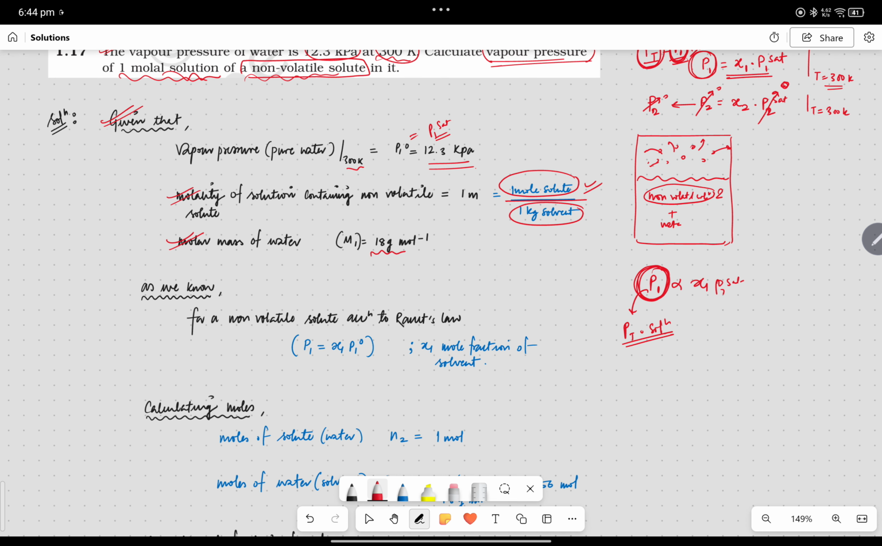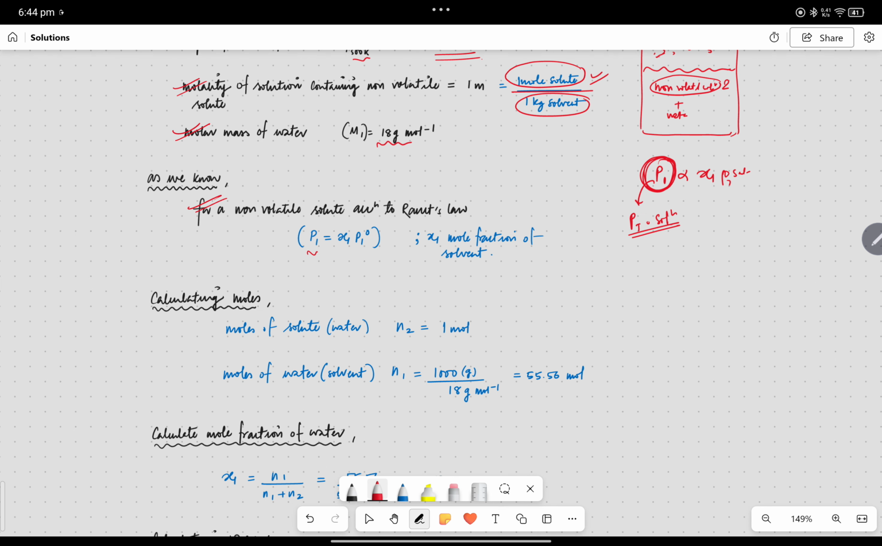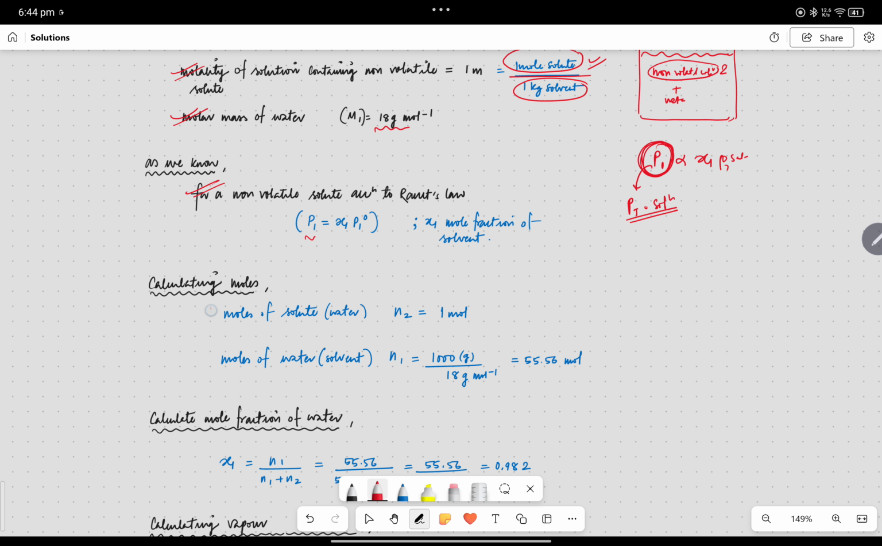Then the molar mass of water is 18 gram per mole. Now you have to calculate that, as you know from Raoult's law, P1 is equal to x1 P1 naught. That is, the partial pressure of component 1 is equal to the mole fraction of component 1 in the solution times the vapor pressure of component 1 as a pure component, right?